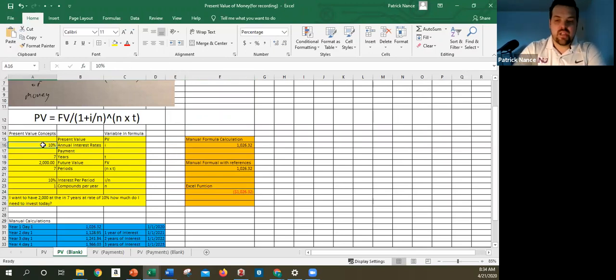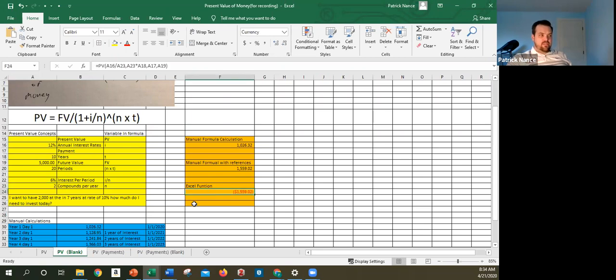So realize that I could change any of these numbers now, and at least for the ones that are referenced, I could figure out, so say it's 10 years, $5,000, rate of 12%, and let's say it's compounded semi-annually, which means twice per year. That would mean if I want $5,000 10 years from now at an interest rate of 12%, compounded twice per year, I would have to invest $1,559, and then at the end of 10 years, I would have $5,000. So the present value is $1,559.02.